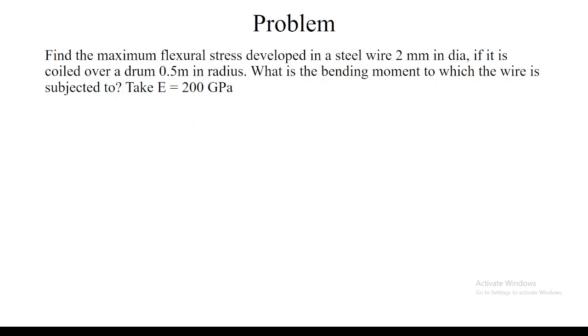Find the maximum flexural stress developed in a steel wire of 2 mm in diameter if it is coiled over a drum 0.5 meter in radius. And you have to also find out what is the bending moment to which the wire is subjected. You can take the value of E as 20 gigapascal. So can anyone try and come up with the solution?